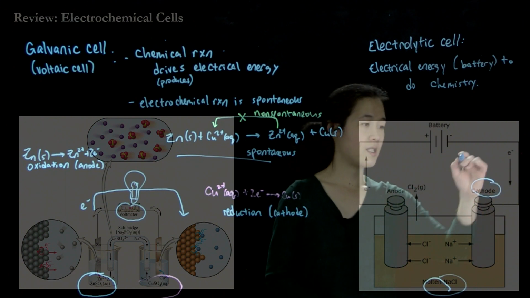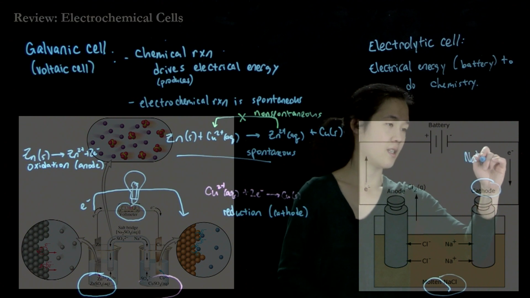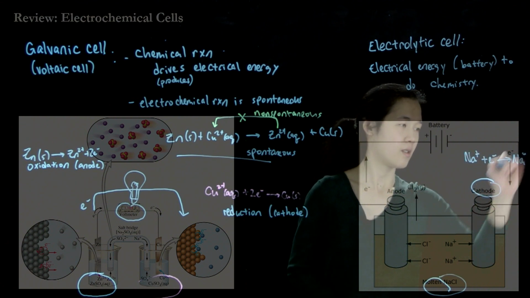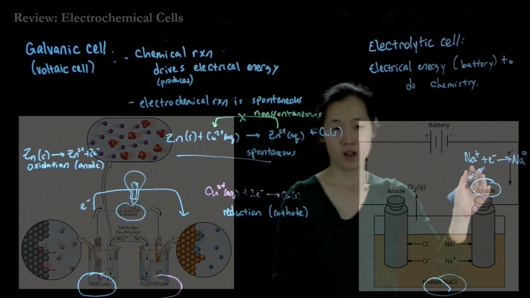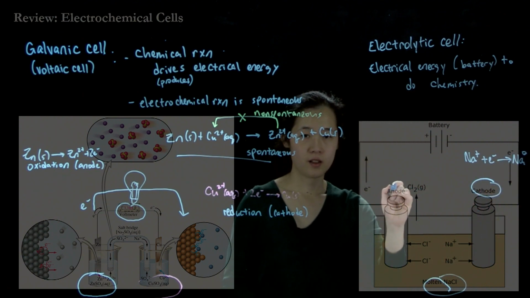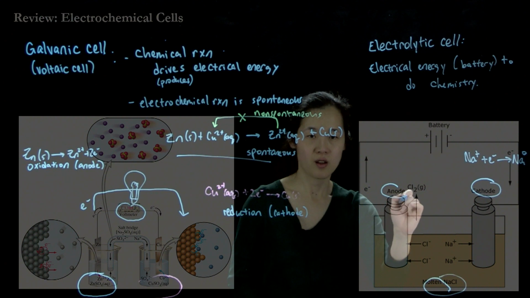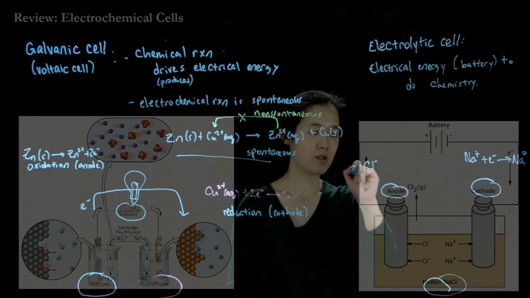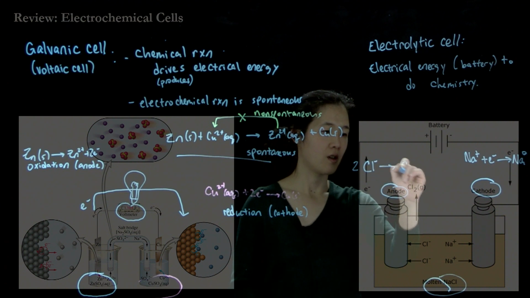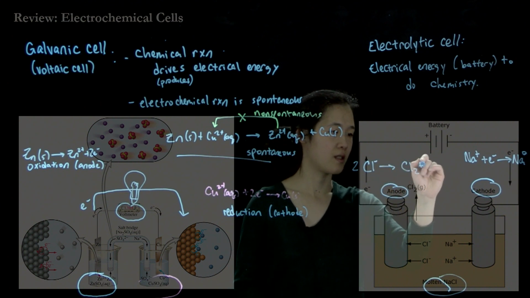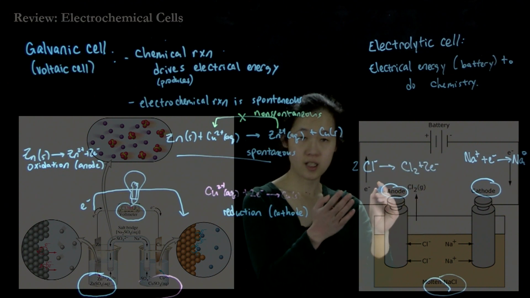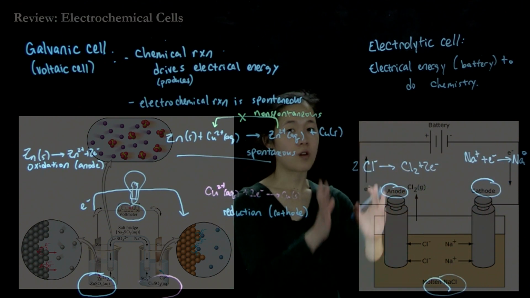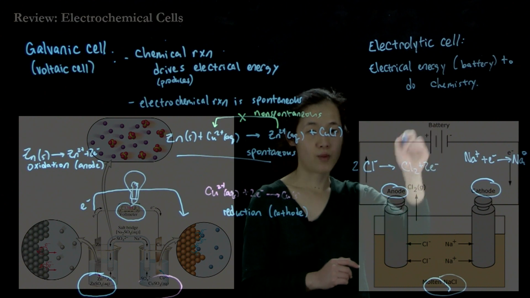So this is reducing sodium ions to sodium metal. Oops, sodium 0. And then over here is the anode. Let's see if I can circle this. And then we have chloride ions, 2 chloride ions going to chlorine gas, plus 2 electrons. So this is the oxidation, this is the reduction, and the way we can get out sodium and chlorine gas would be to use this battery.